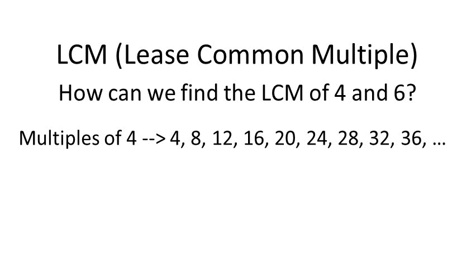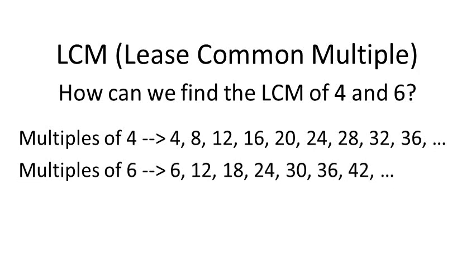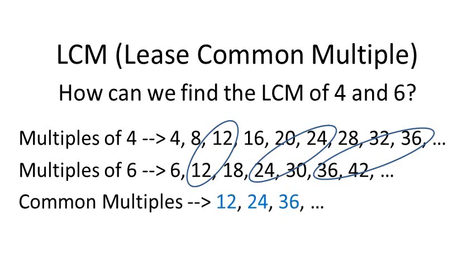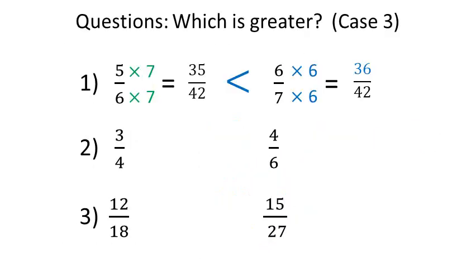The multiples of 6 are 6 times 1 equals 6, 6 times 2 equals 12, 6 times 3 equals 18, 6 times 4 equals 24, and 30, 36, 42, and so on. If you compare them, 12, 24, and 36 are common multiples of 4 and 6. So the smallest common multiple of 4 and 6 is 12. Now let's go back to question 2.